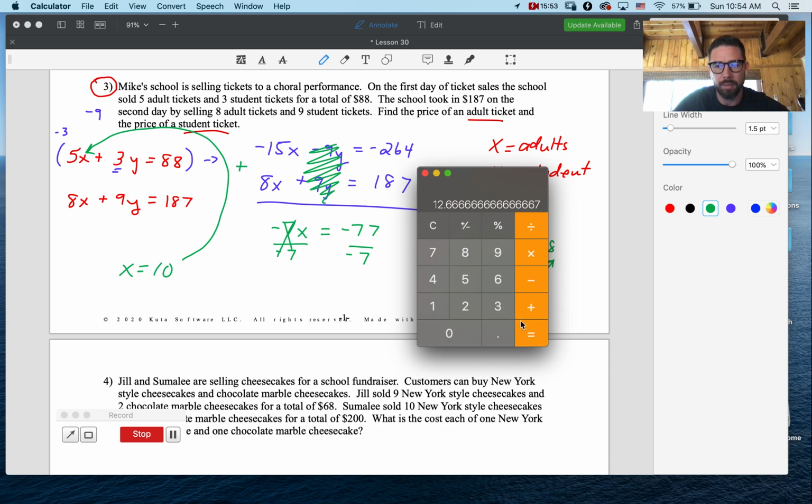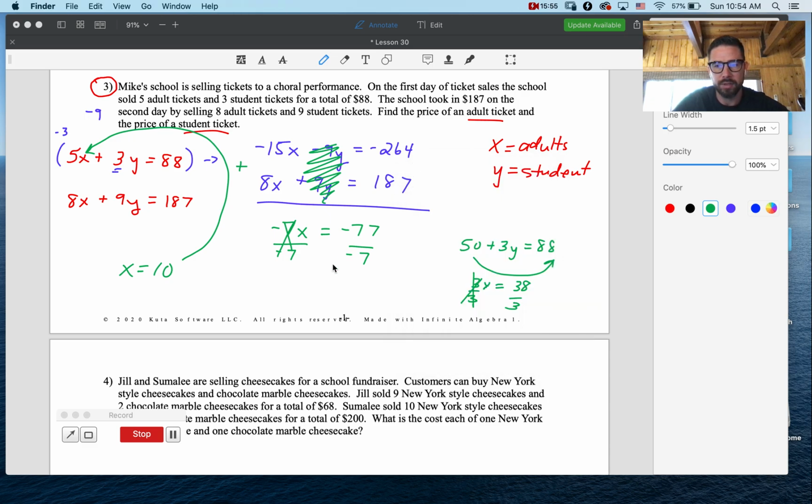Maybe I screwed up somewhere, maybe I didn't. $12.67? So the adult tickets are, man, I'm tripping. But it is what it is.